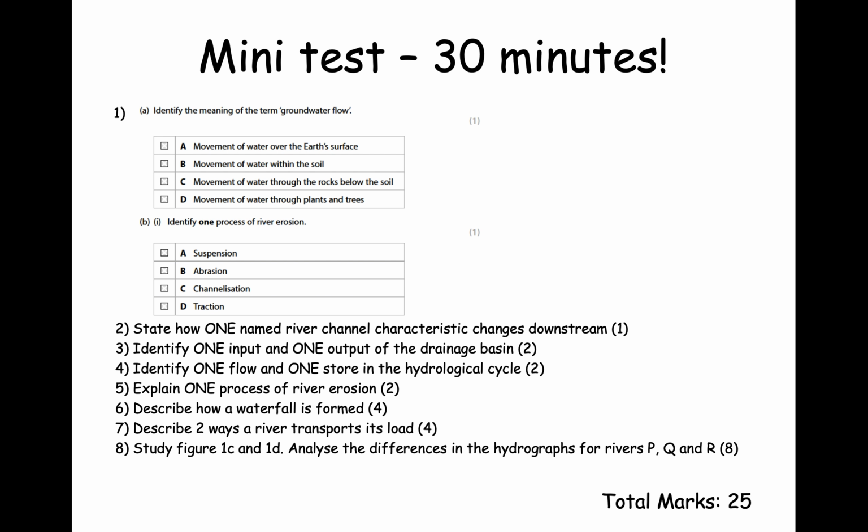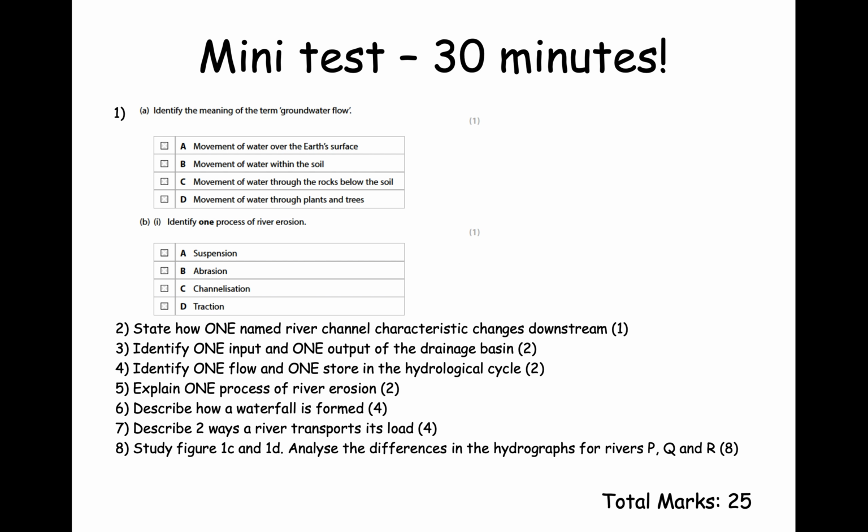For question 2, state how one named river channel characteristic changes downstream. For that, you need to actually say how. Some of you just used words like discharge or velocity, but you didn't say how they changed. Okay, so you need to read that question carefully.